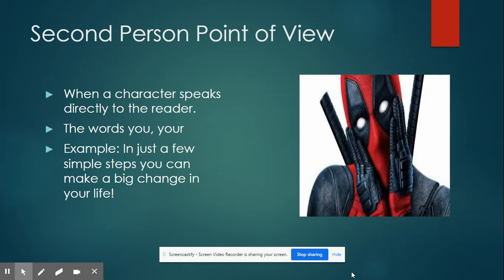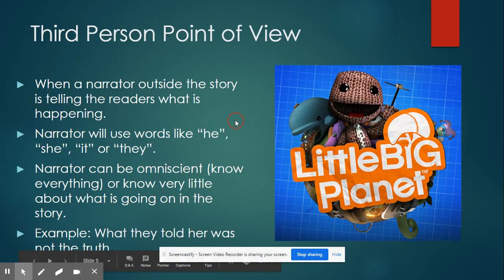A lot of times this is used in manuals or cookbooks to tell you what to do, to make sure you understand the direction. So an example is: just a few simple steps, you can make a big change in your life. So keep that in mind. That is what second person is.